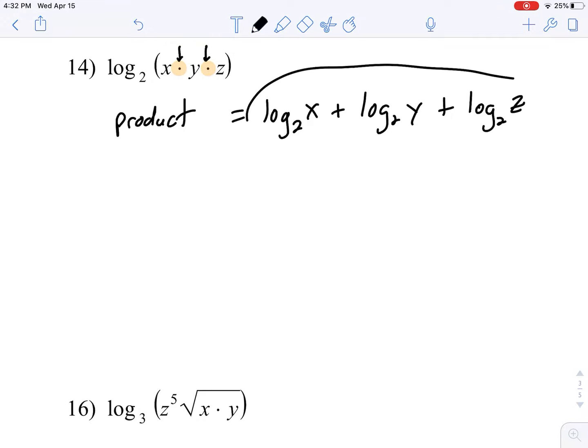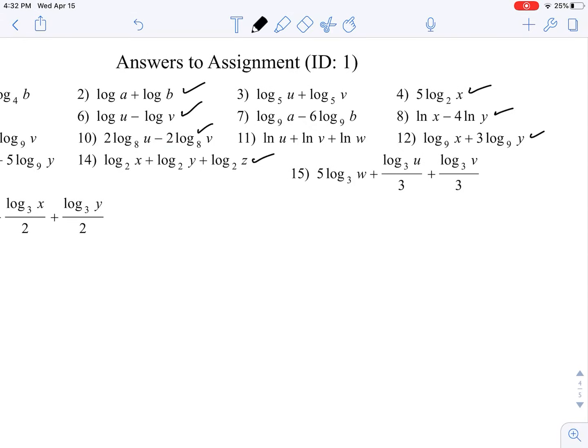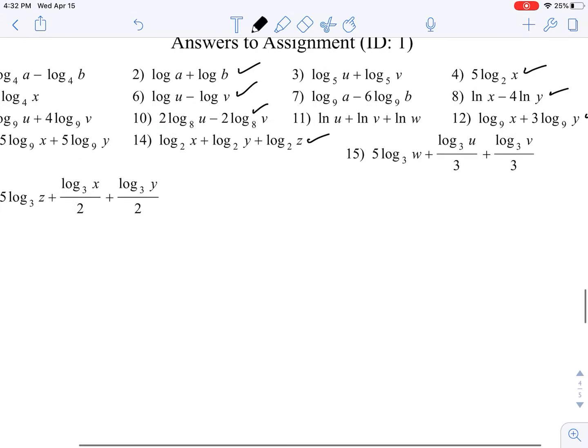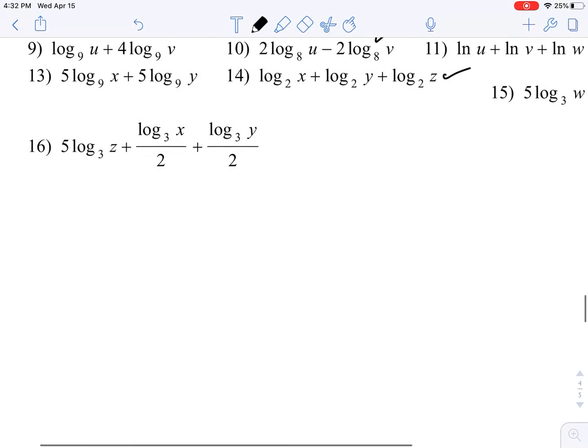And there's nothing else to expand. So let me see. Yep, same exact answer. And look at 16. So we got some fractions going on here. Let's see what's up with that.